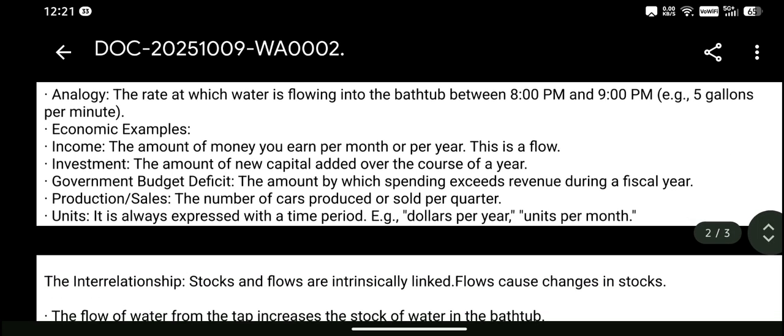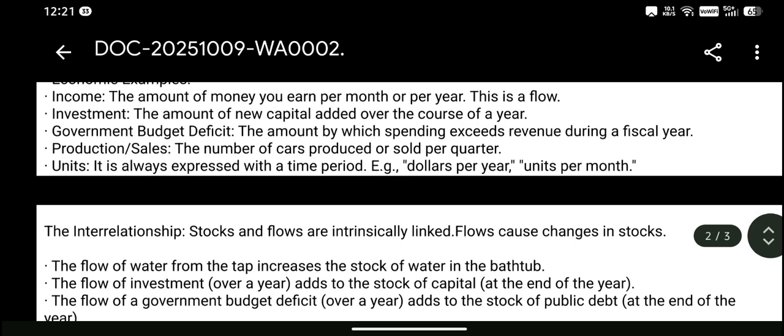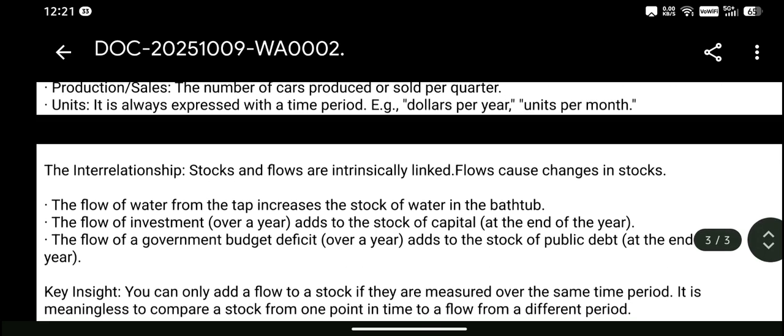Economic examples: income, the amount of money you earn per month or per year. This is a flow. Investment, the amount of new capital added over the course of a year. Government budget deficit, the amount by which spending exceeds revenue during a fiscal year. Production or sales, the number of cars produced or sold per quarter. Units: it is always expressed with a time period, that is dollars per year, units per month.